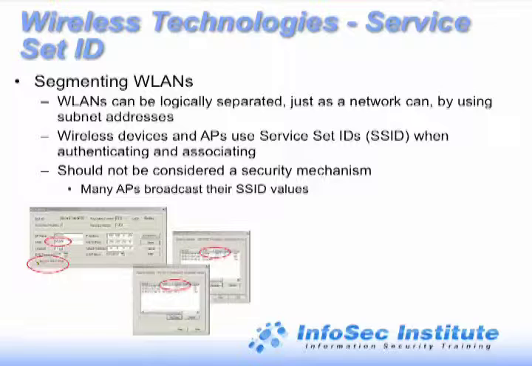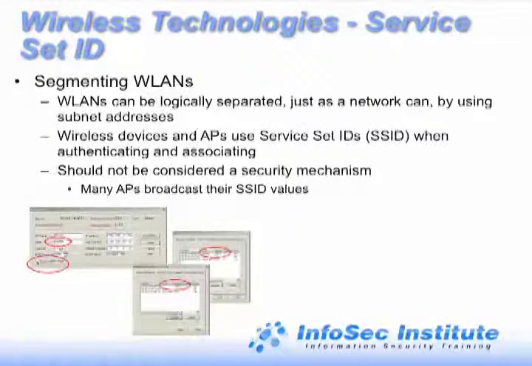And the MAC address is going to be on each network device, such as your Ethernet network device or NIC card, and then your wireless as well. And the MAC is actually going to be your BSSID. Okay, wireless devices and APs use the SSID when authenticating and associating, and should not be considered a security mechanism.